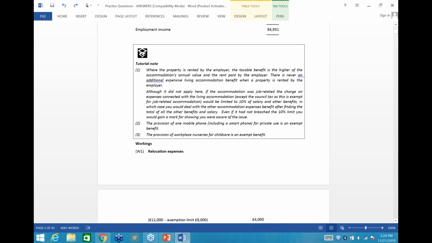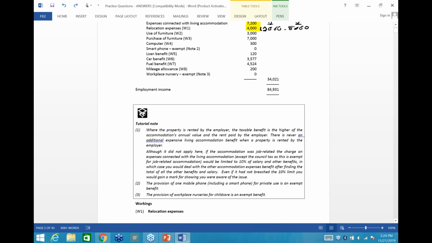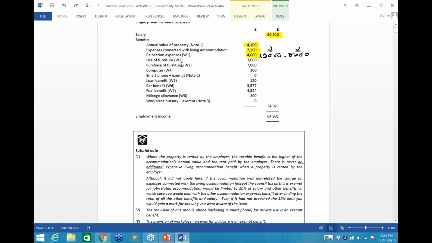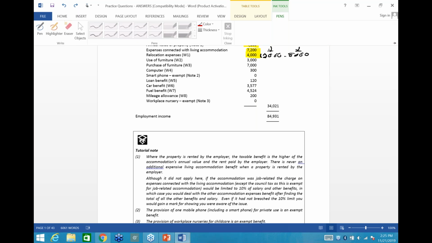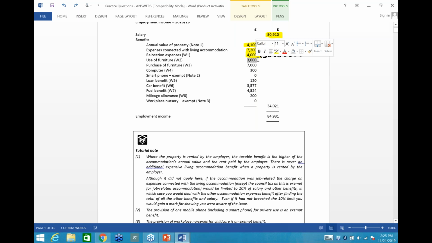Now we'll read the balance part so you can see. Use of furniture benefit. Now we have calculated 3,000 pounds. And then purchase of furniture gave us a benefit of 7,000 pounds. All right. Then read the next adjustment.